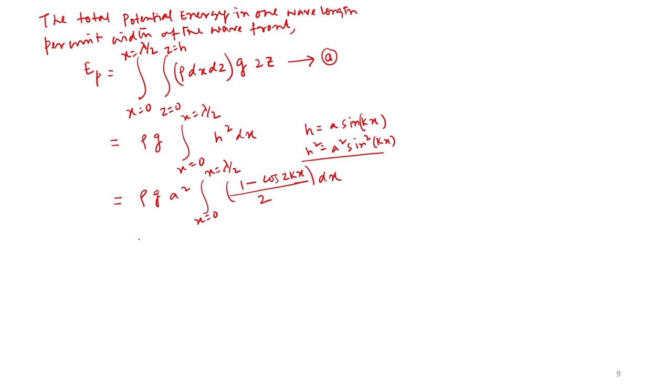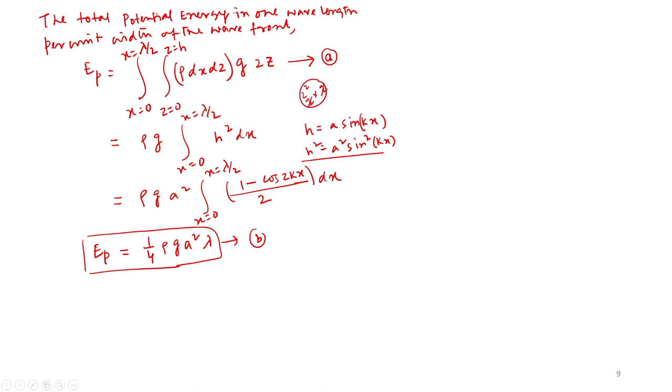Okay. So if we solve this, then what we will get? Ep will be 1/4 rho z a square into lambda. Okay. So this may be equation number B, right? So I hope you got it. So here what you will get is something like z square by 2, and then this 2 will cancel, that's why it will be h here. Okay, so you don't have to be confused.